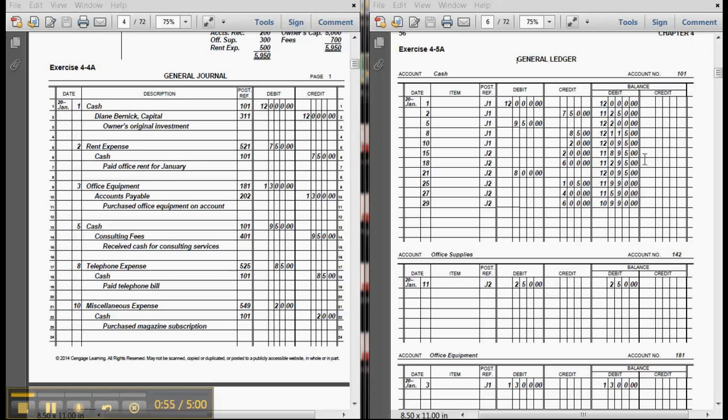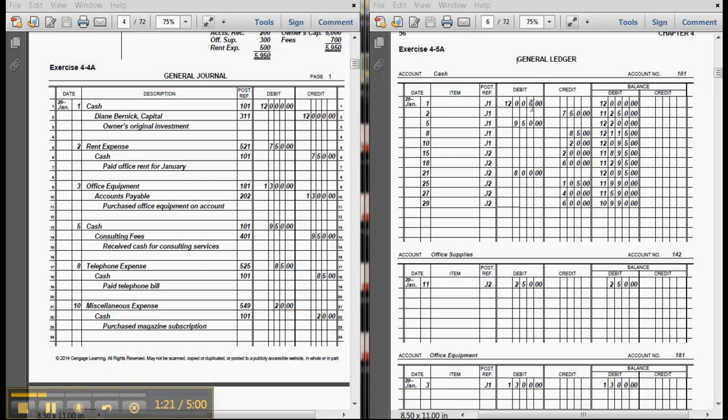This is kind of like a T account as well. The difference in the ledger accounts is that we calculate an ongoing balance. The balance is always up to date after every transaction, whereas in a T account we put in the balance at the end. This account has a zero balance in it, there's nothing in it before January 1st. So if I debit it for $12,000, my new balance is going to be a debit of $12,000.